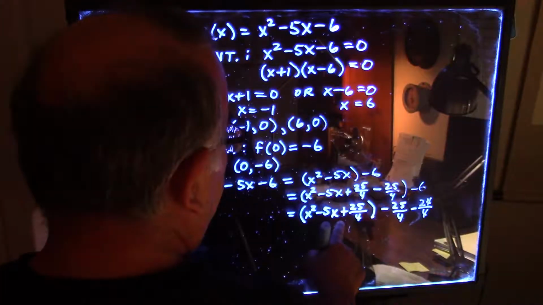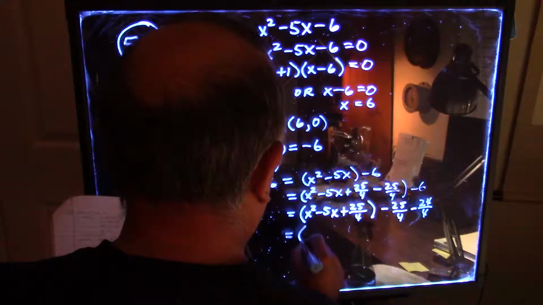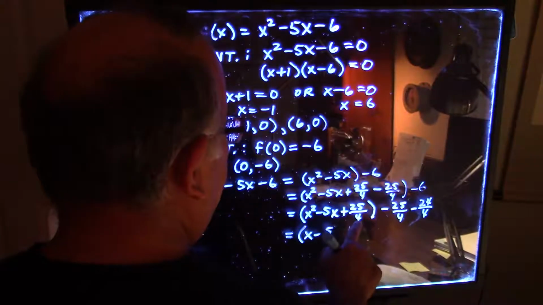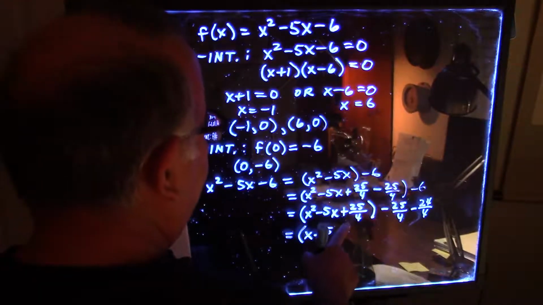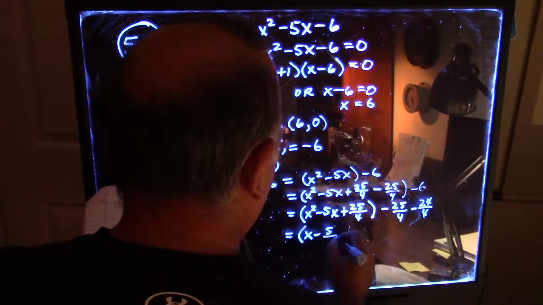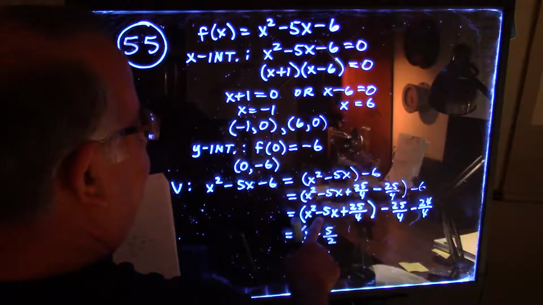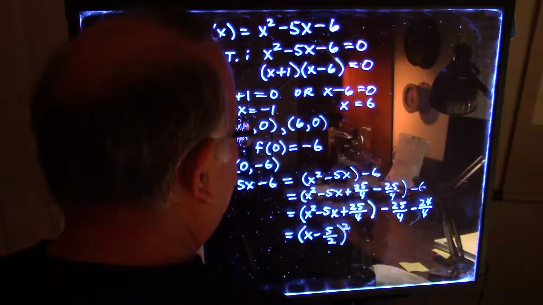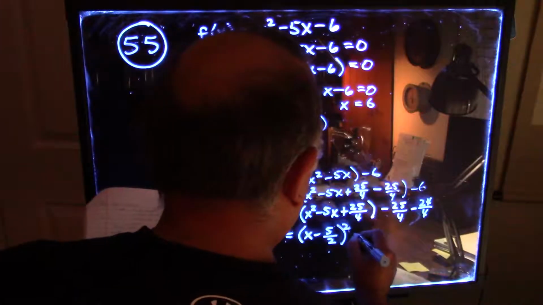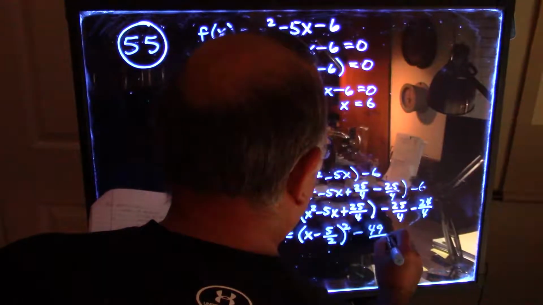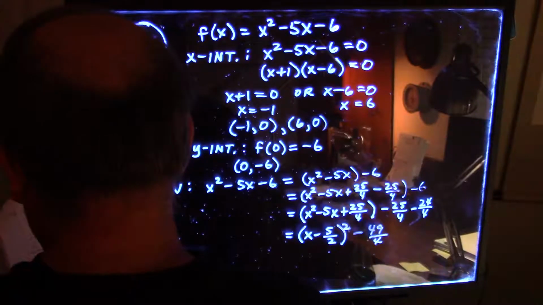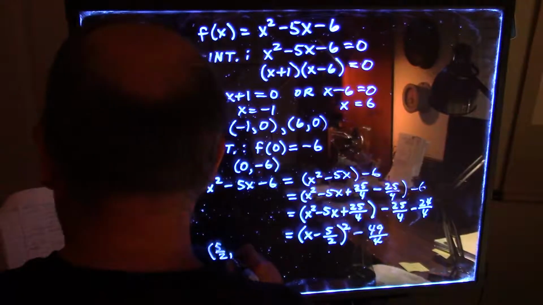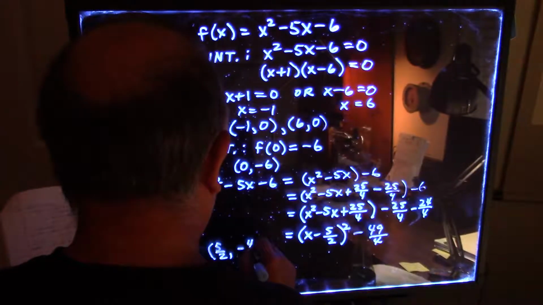So this is a perfect square trinomial. That's x minus 5 over 2. To get the 5 over 2, you could take the square root of that term, or just take half of that term. So it's x minus 5 halves, and it's minus because of that minus there, squared. And then subtract those two together and you get minus 49 fourths. So we have (5 halves, negative 49 fourths) as the vertex.